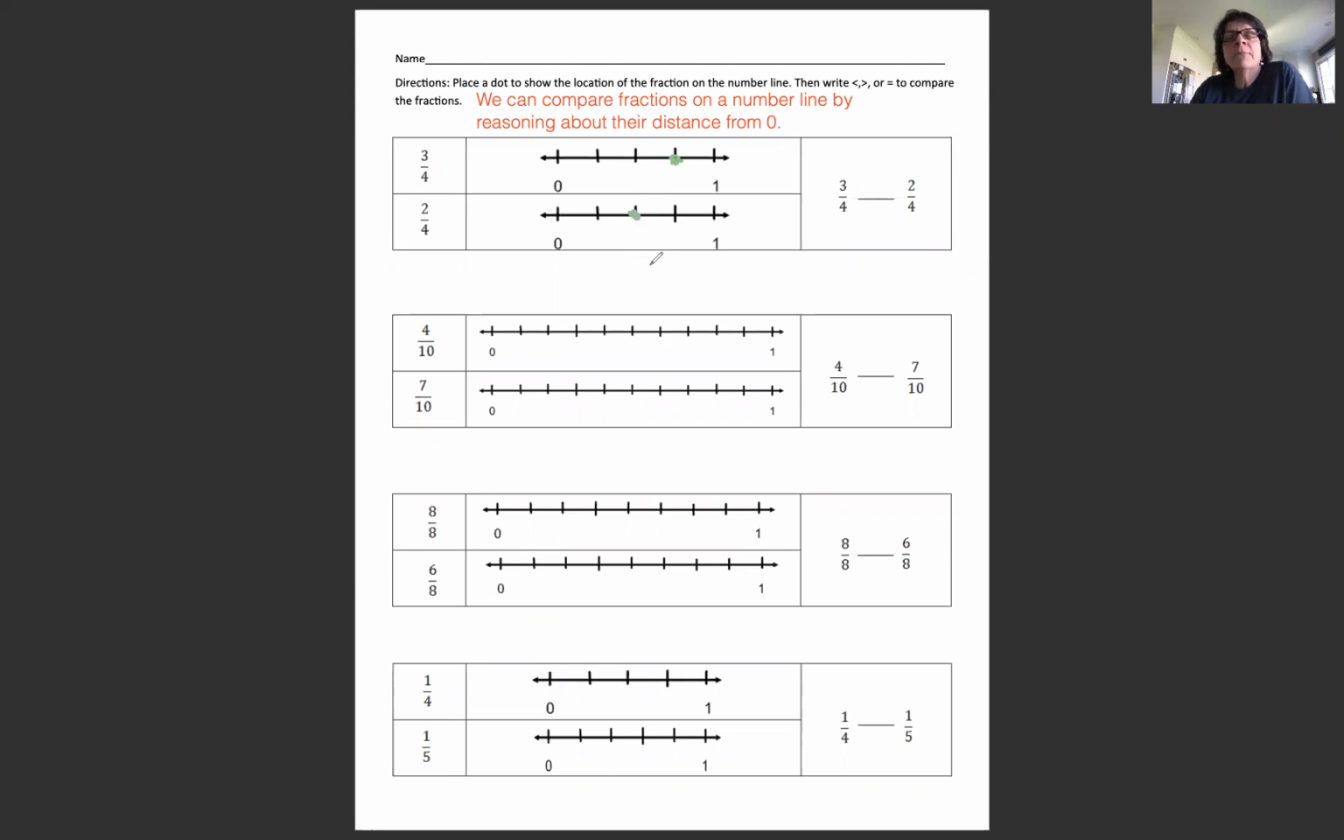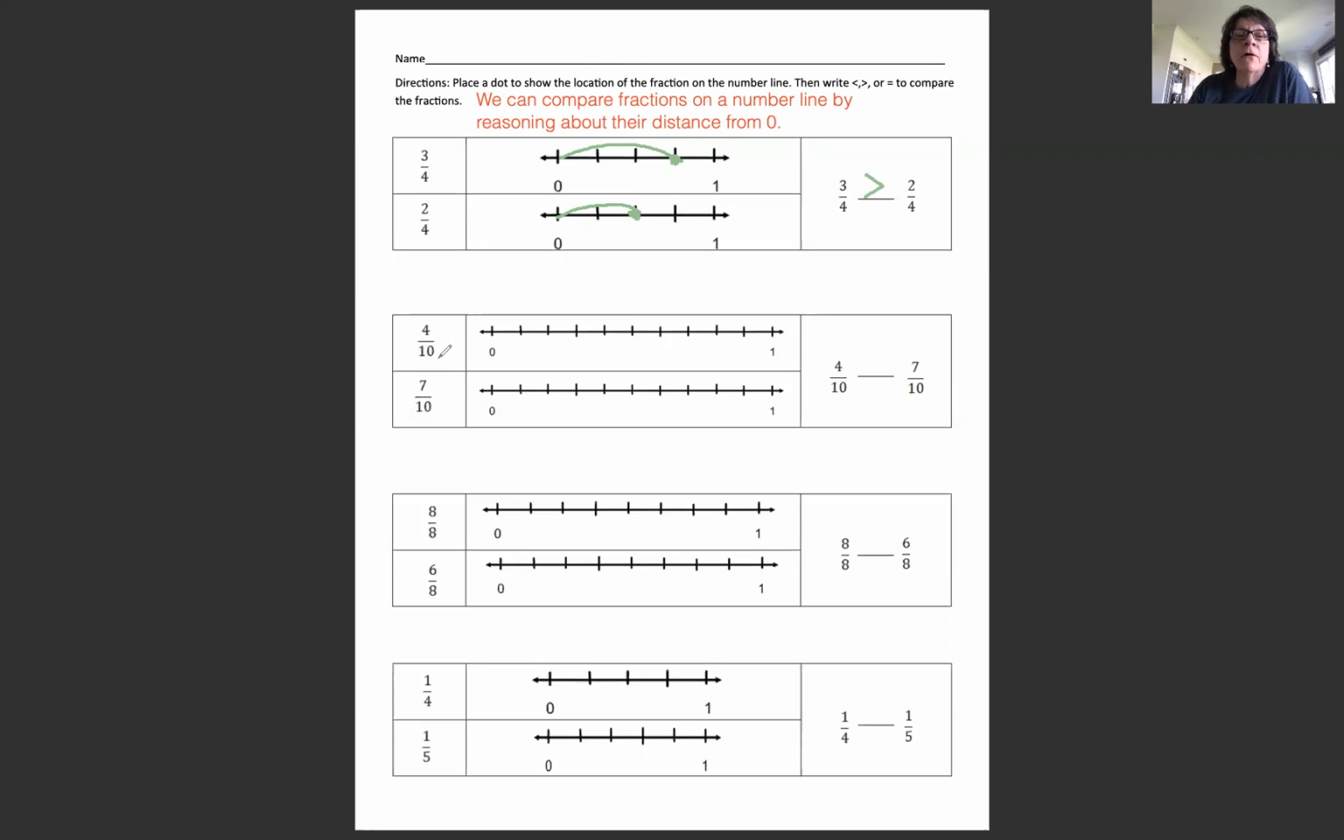And now when I go to compare those, well, 3/4 is this far from 0. And 2/4 is this far from 0. So which one is bigger? 3/4 is because it's a greater distance from 0. So we would write in our comparison, 3/4 is less than, or I'm sorry, excuse me. Undo that real quick. 3/4 is greater than 2/4. I apologize, boys and girls. All right, let's go on to the next one.